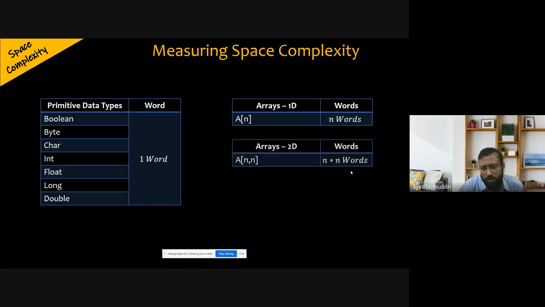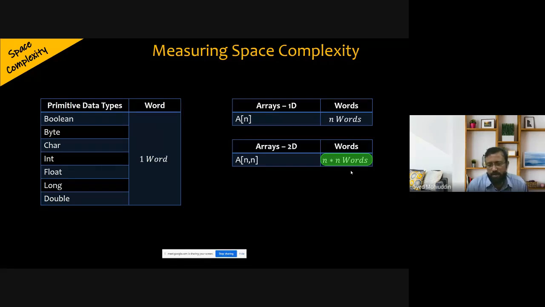In the same way, if we consider a 2-dimensional array of n by n, the number of elements will be n into n words. That is the amount of memory that will be consumed. This is what we assume for primitive data types, because in algorithms we do not define the type of the variables.